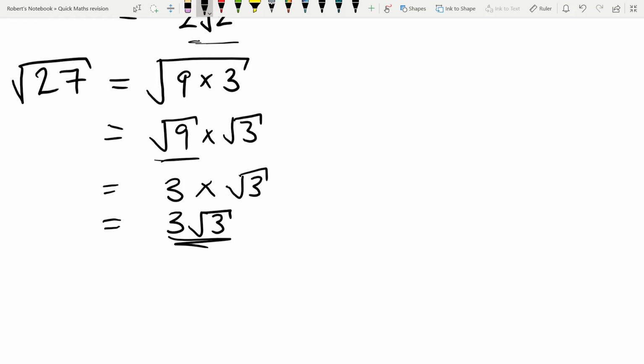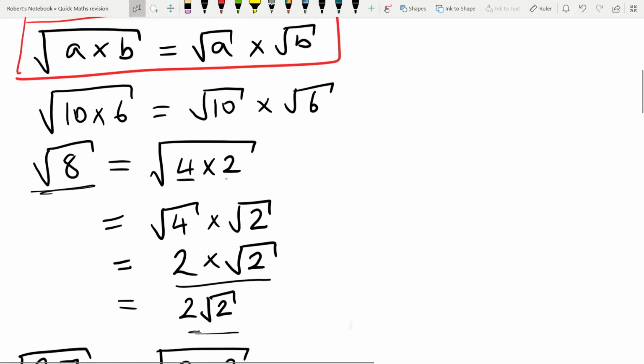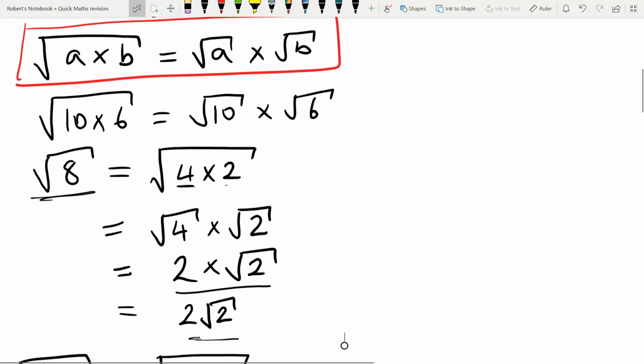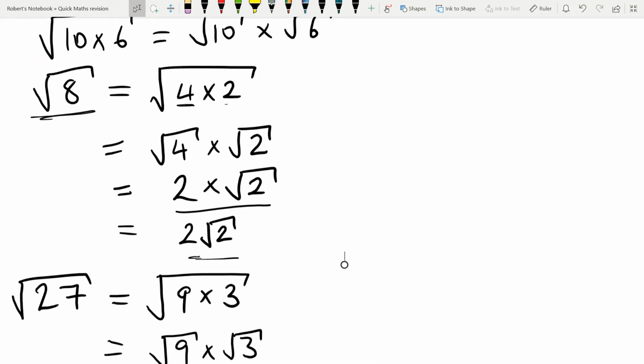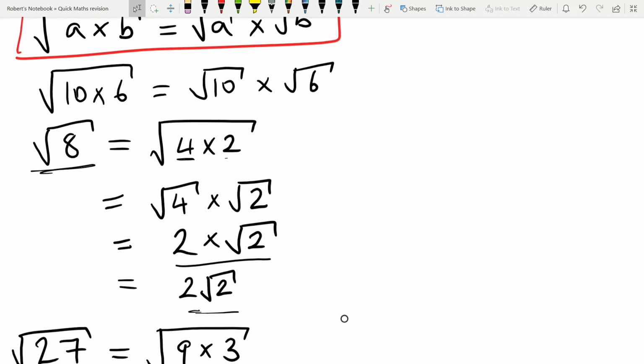Okay, so our rule from before works both ways. So in these examples here, we've used it where we have one number and then we've written it as a product of 2 under one square root and then split it into two surds.